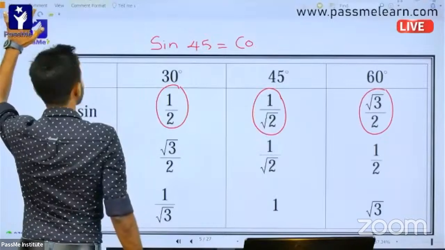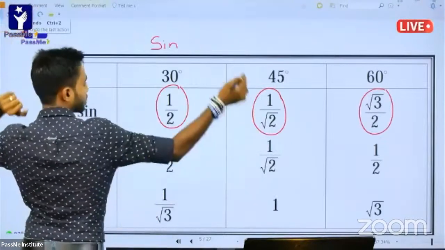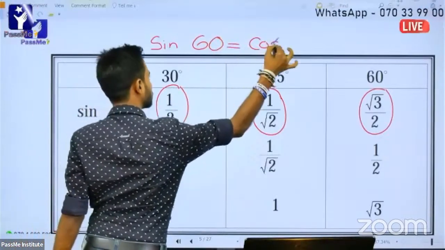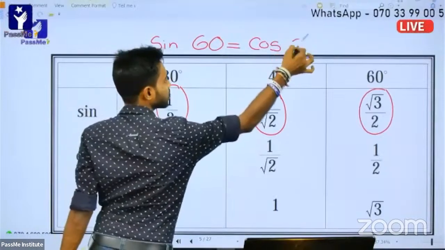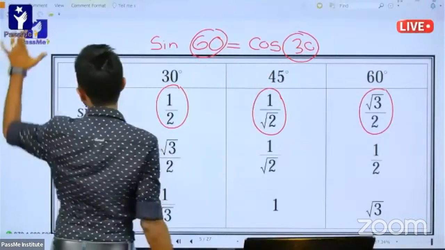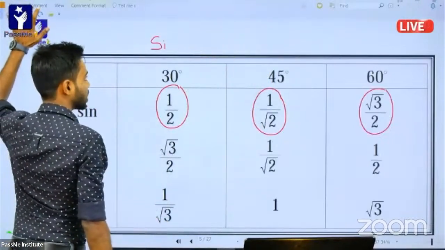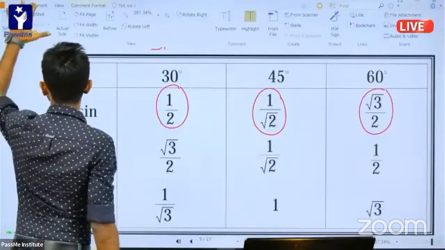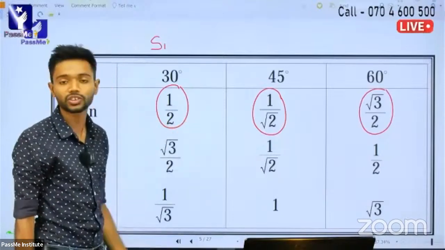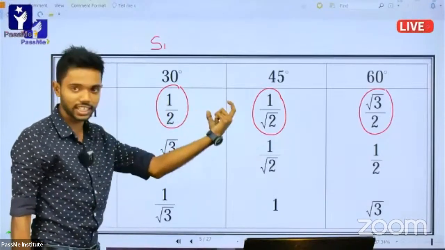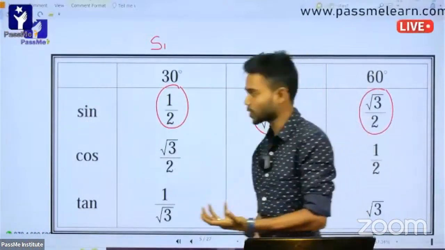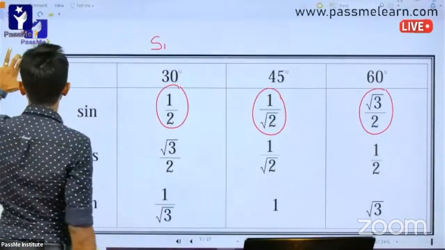Now the last one, for example sine 60. If you want to find sine 60, it should be equal to cos 30. Why? If you add these together, you have 90 degree. Likewise, you can do any. The thing to remember is, if you add the angles together, they should equal 90 degree. Since you know the sine values, you can easily find the cos values as well.